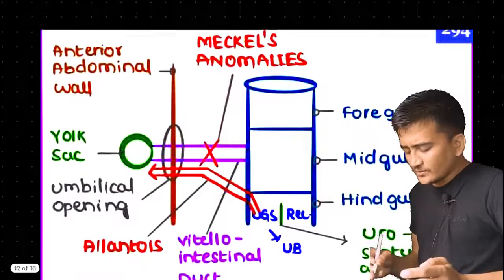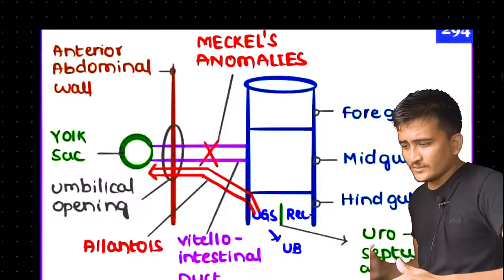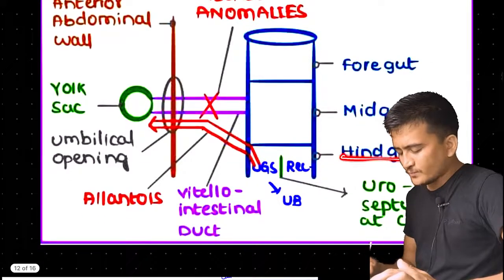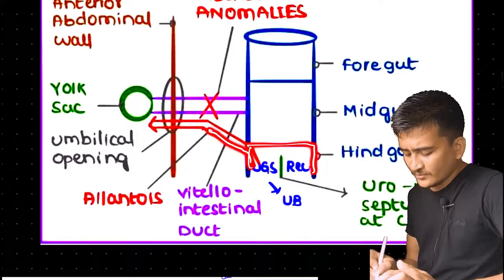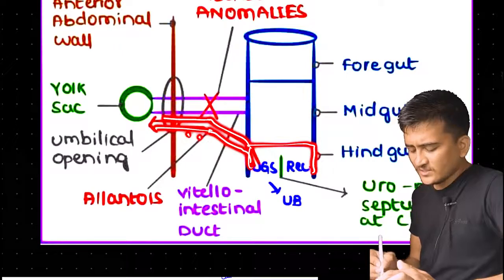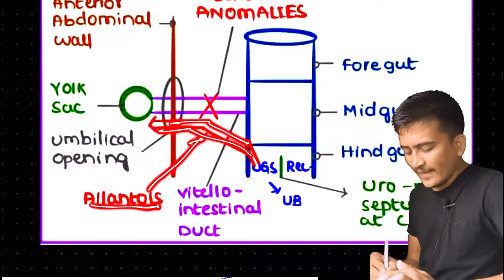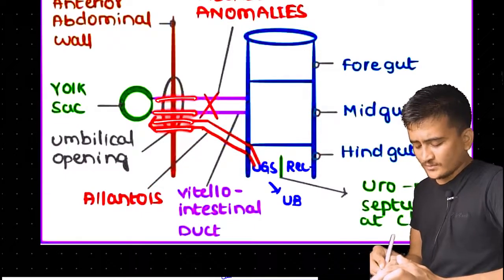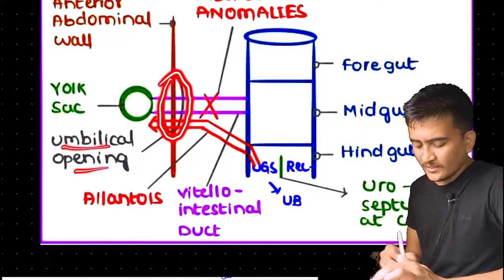And another thing, in the hindgut, as you can see right here, the first point that we study is the hindgut diverticulum. Okay, this is the hindgut, and what is this diverticulum called? This diverticulum is called the allantois, right? Allantois duct. Now these are the vitellointestinal duct. All these are opening in what? These are opening in the umbilical opening.